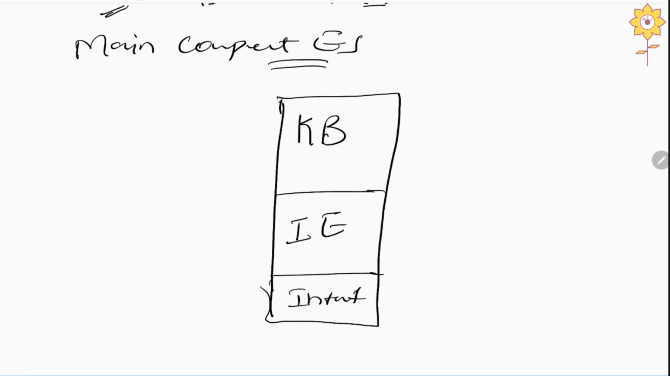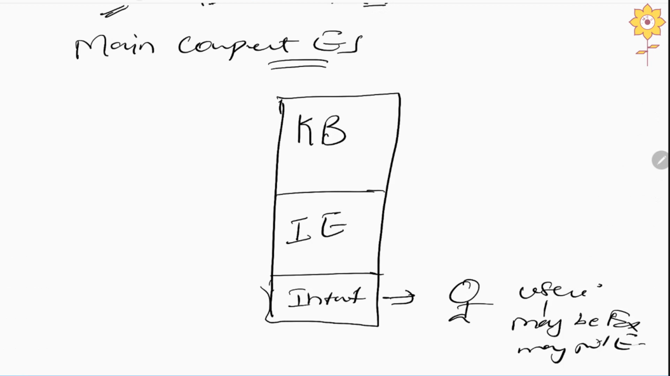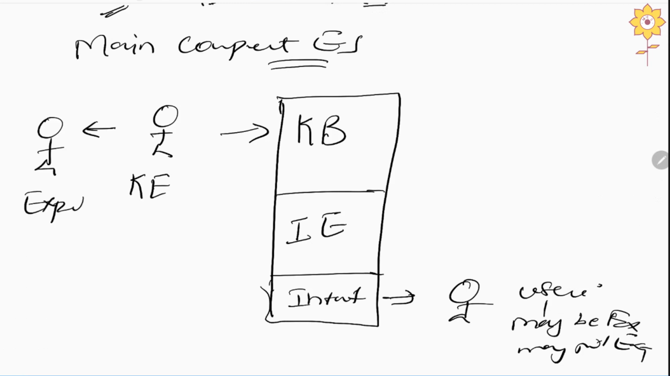Apart from this, the interface can be used by any user. That user may or may not be an expert. And the knowledge base is handled by a person who is known as the knowledge engineer. This knowledge engineer works along with a person who is known as the expert. So these are the basic components that are involved in an expert system.